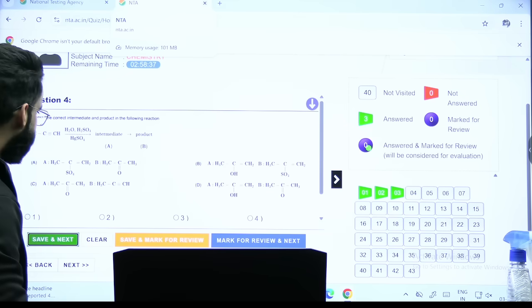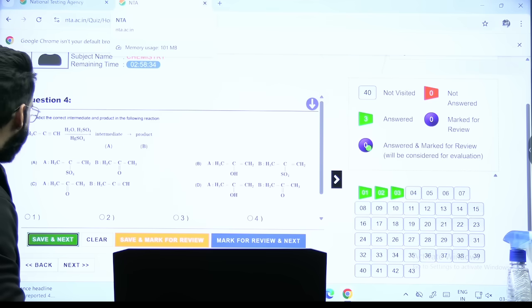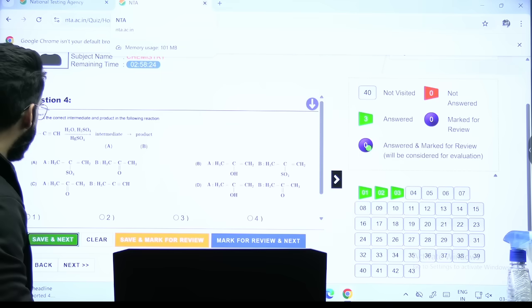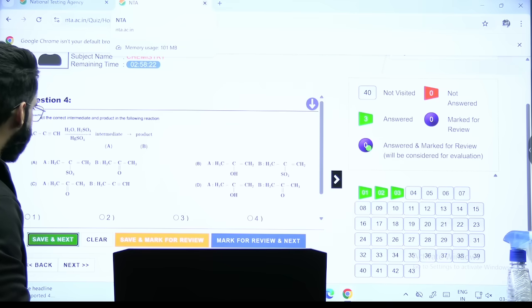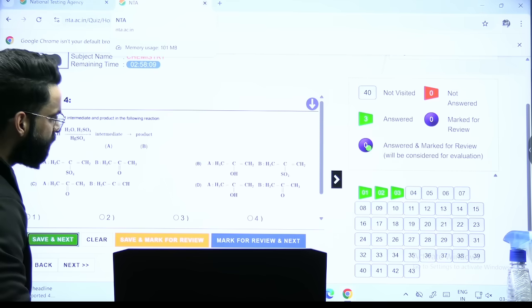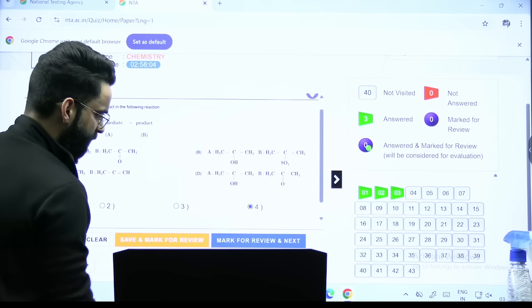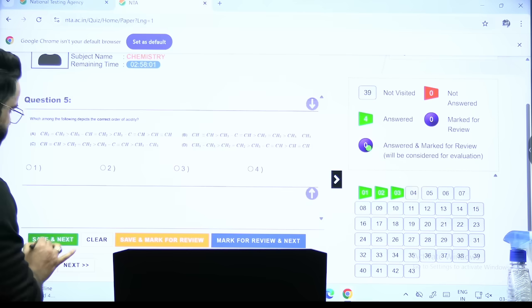Okay, next one. We are starting with ethyne, then H2O, H2SO4, HgSO4. We have to talk about the intermediate and the product. The intermediate will be, so here at position number 2, you'll get OH. It is going to be a double bond. And finally, with HgSO4, the intermediate and the product. It's going to be finally what? It's going to be finally acetone. So do you see any option like that? Intermediate OH at carbon number 2, then acetone. So I'll go with option number 4 here. I'll go with option number 4, right? Moving on to the next one.